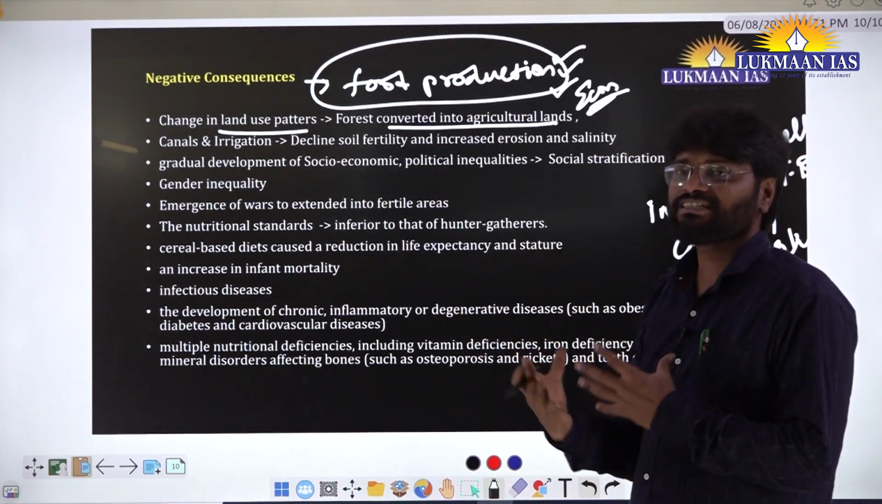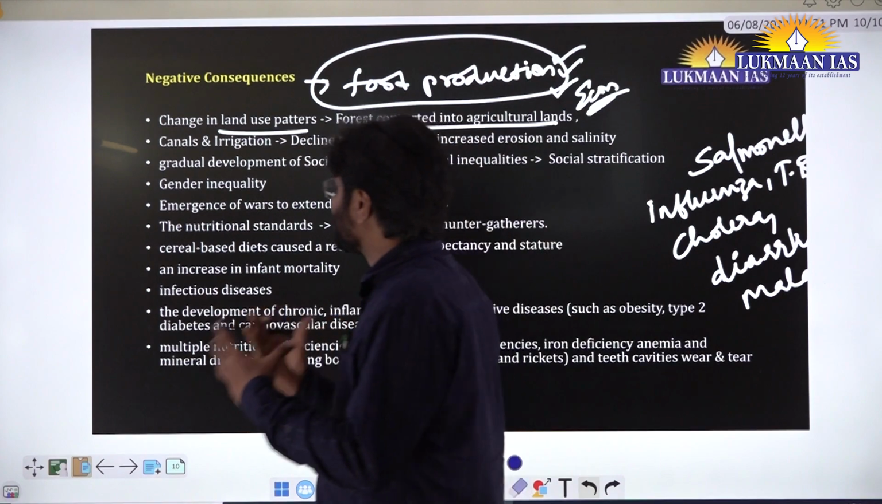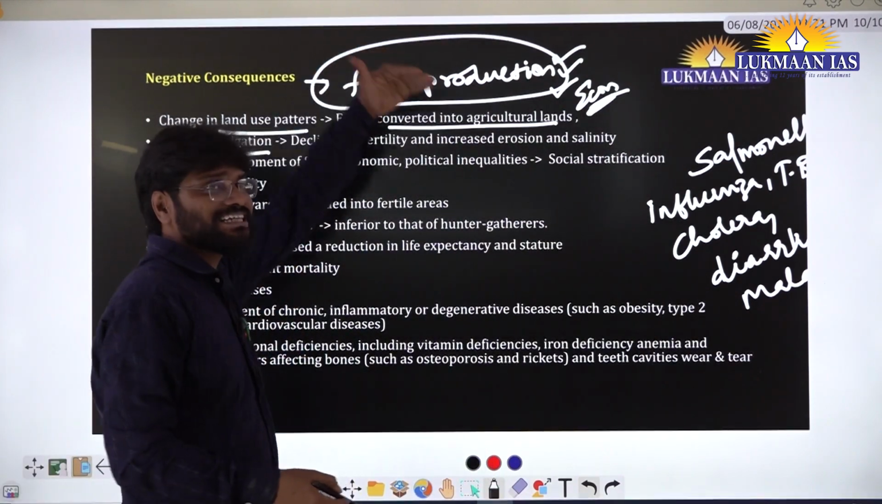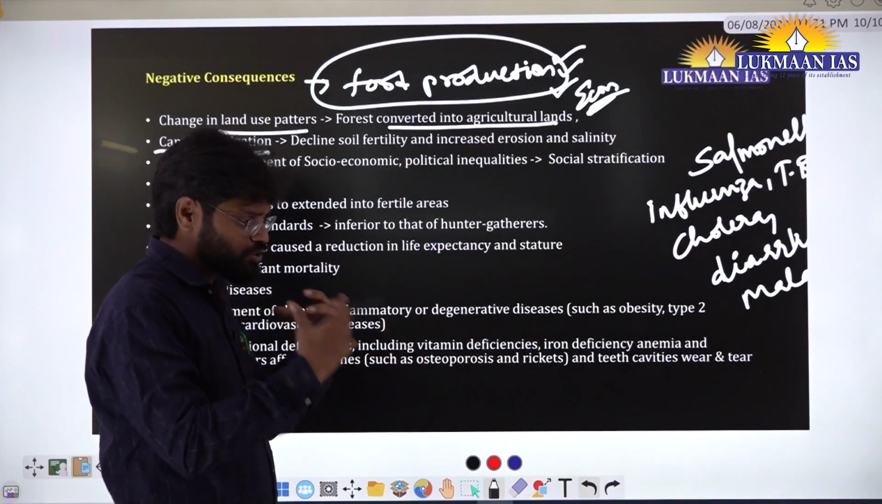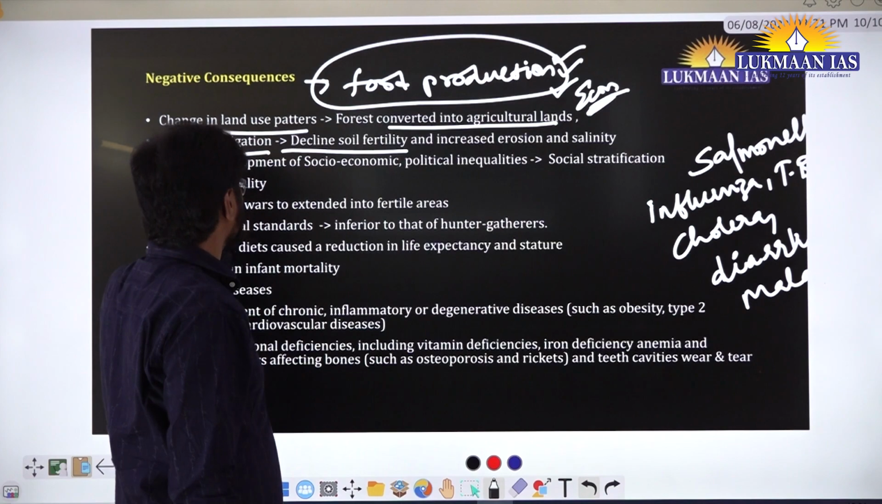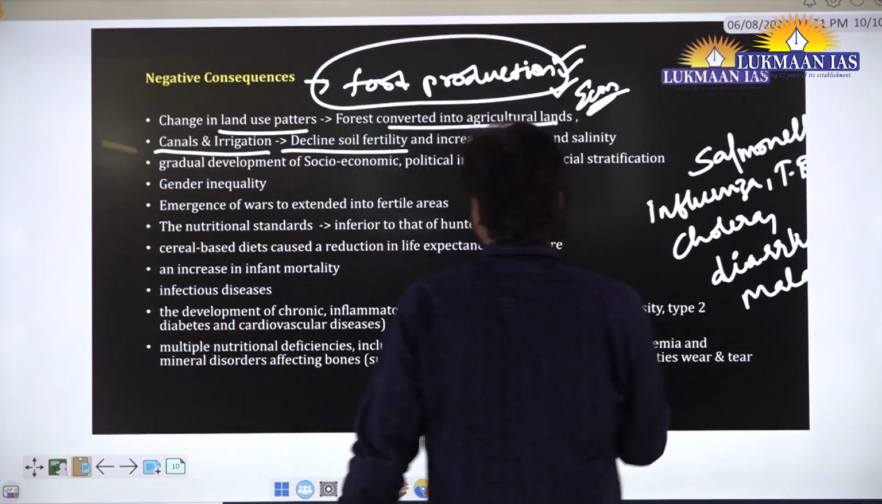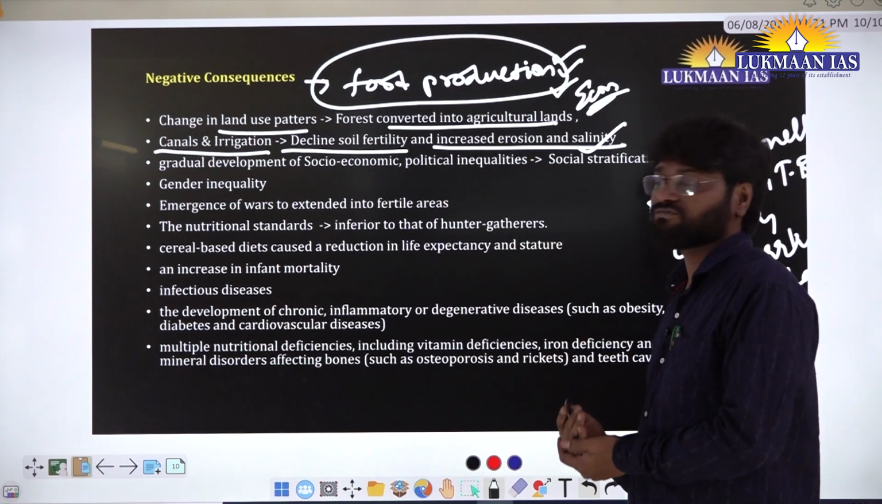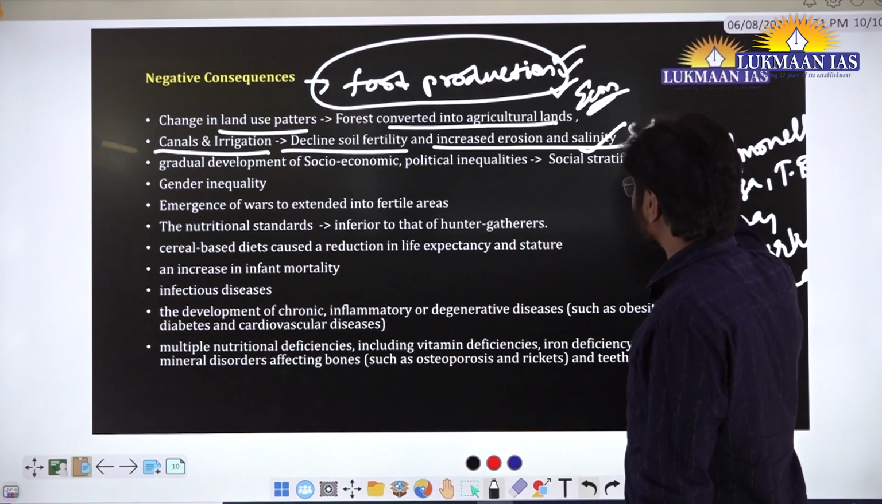The invention of irrigation as well as digging of canals leads to erosion. That means generation after generation, continuous usage of the same land leads to decline of the fertility of the land. So irrigation and canal digging led to increased erosion as well as increased salinity of the soil. So these are all the negative consequences.